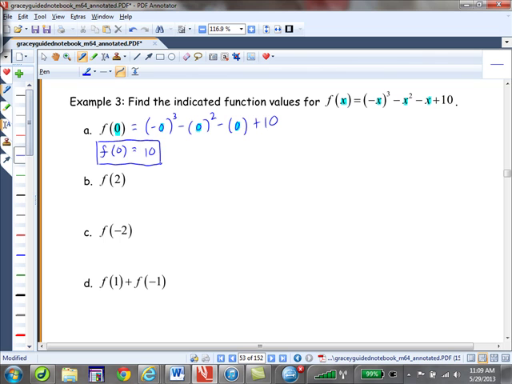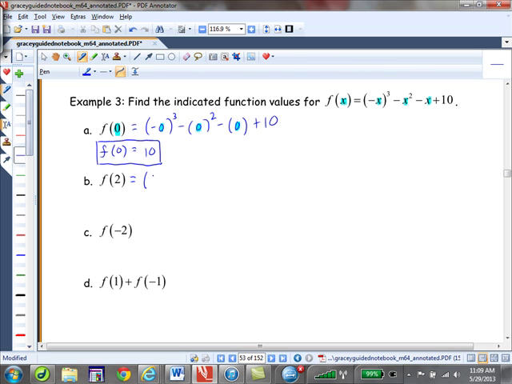Okay. So why don't you go ahead and pause the movie and try B, C, and D, and then start it up and see how you did. Good luck. Okay, let's see how you did.